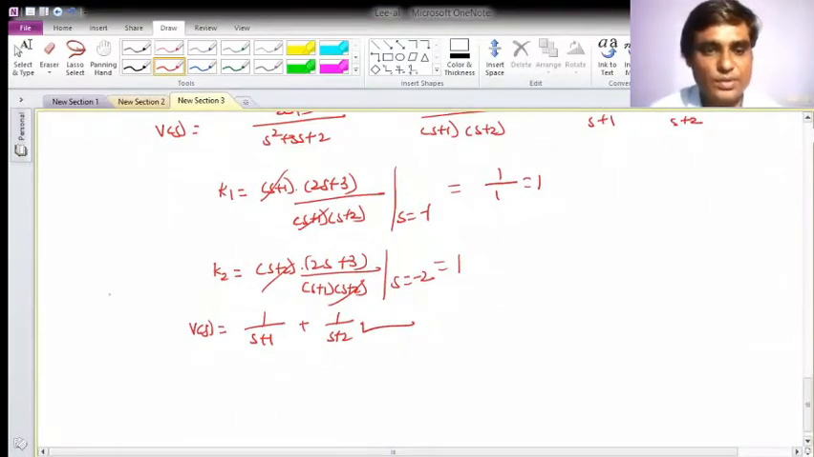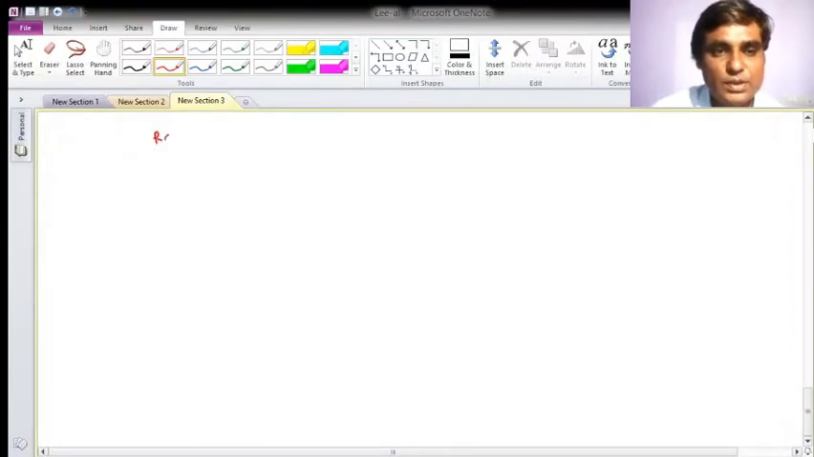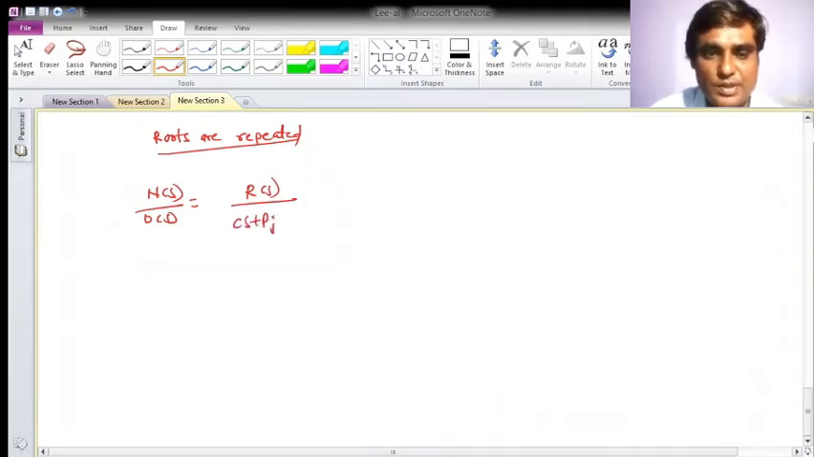Now next, if the roots are repeated, how can you find the residues? Suppose I have a numerator and denominator, which let me express this way: R of s over (s plus pj) raised to r. What is R of s? It may happen that in the denominator some of the roots are repeated and some of the roots are simple. So the polynomial in N of s and the roots which are not repeated, I'll make it as R of s.